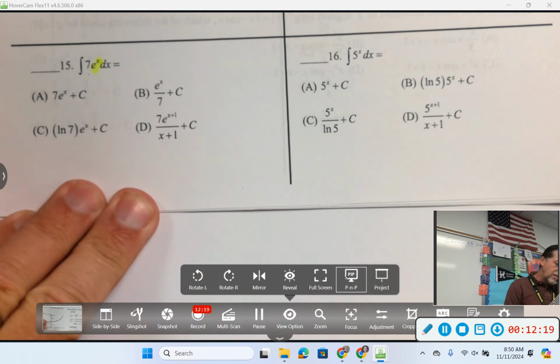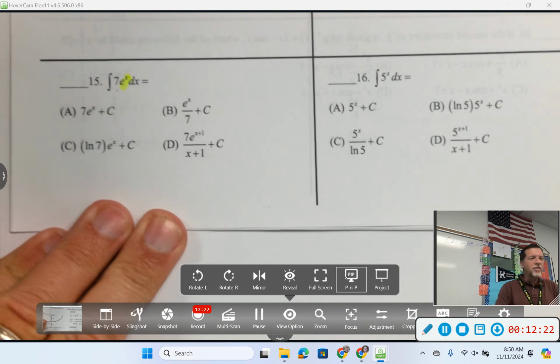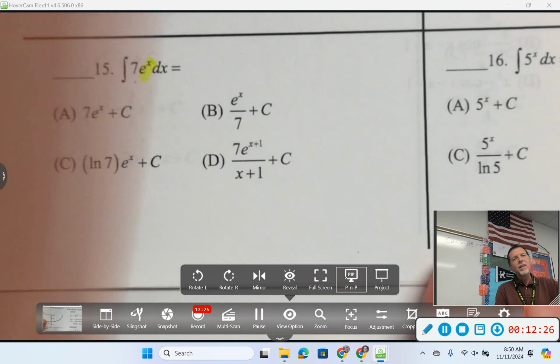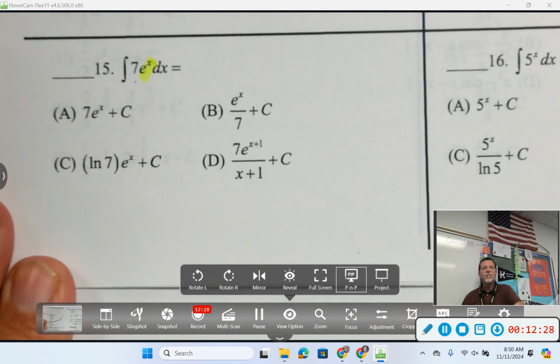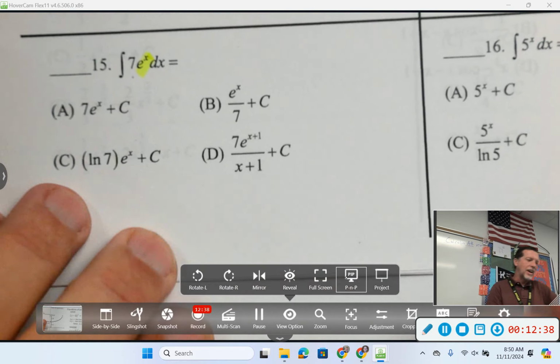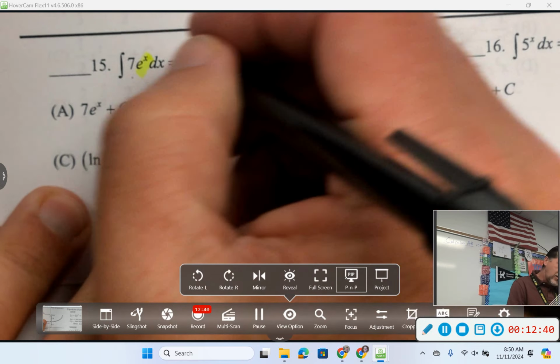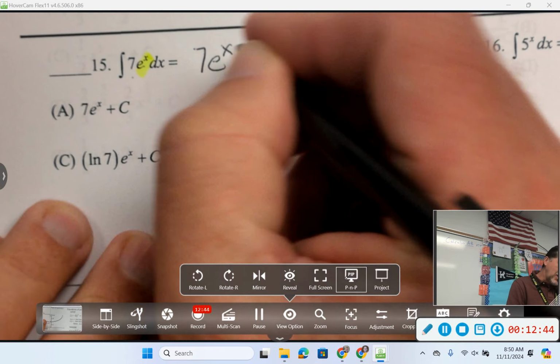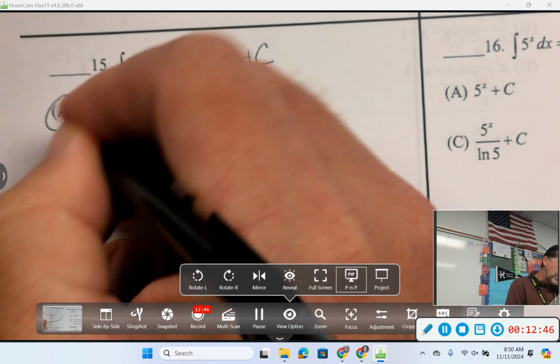What function has a derivative of, again, I'm just thinking backwards. What function has a derivative of e to the x? E to the x, that's the weird one. The derivative of e to the x is e to the x. That means the antiderivative of e to the x is e to the x. So the 7's still there. The antiderivative of e to the x is e to the x. Don't forget the plus c.